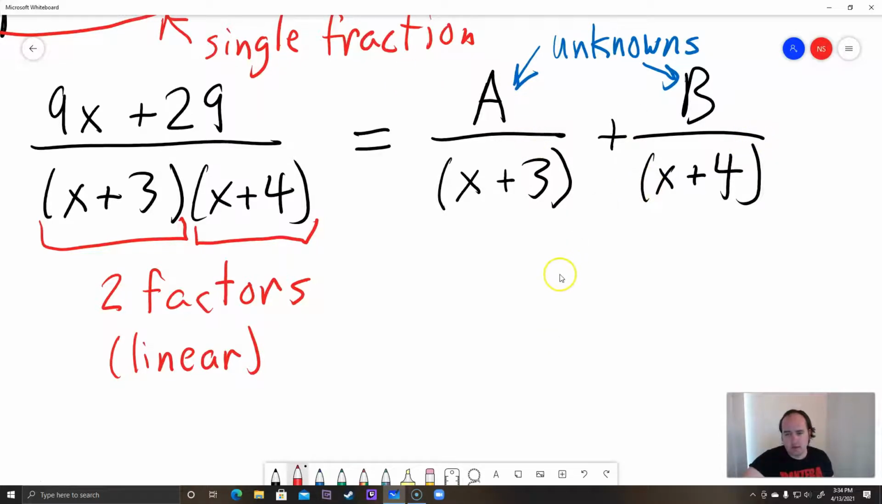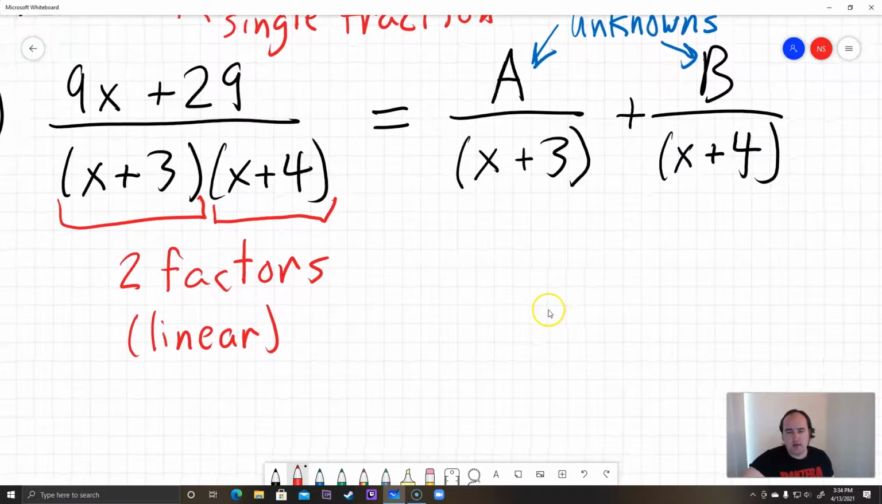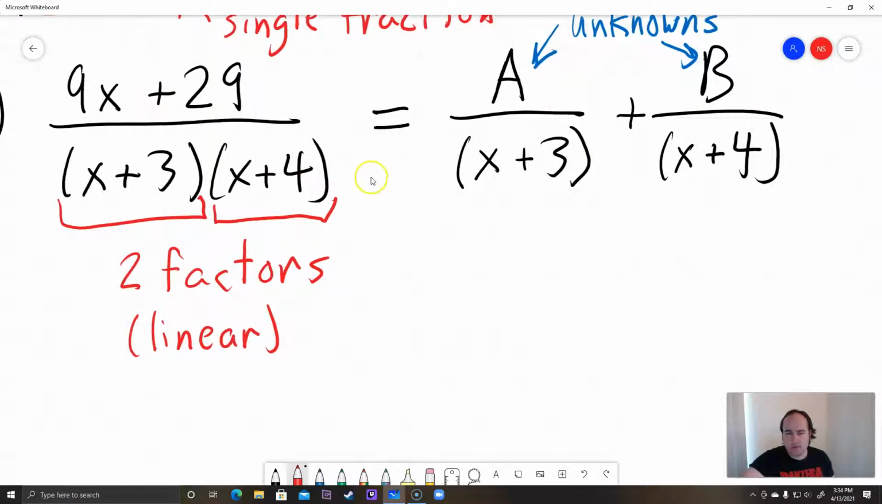Okay, so now you might be wondering, well, that's great, but how do we find A and B? Well, notice we have an equation now. So with this equation, what we can do is multiply both sides by the LCD, but that confuses some people. That's how they do it in our book, but it confuses some people.